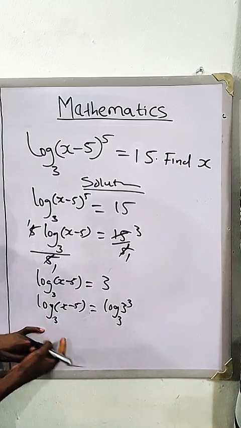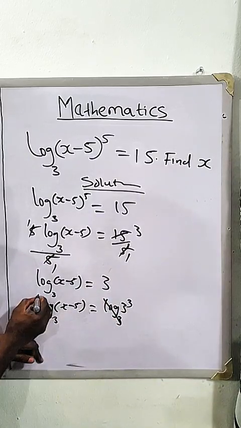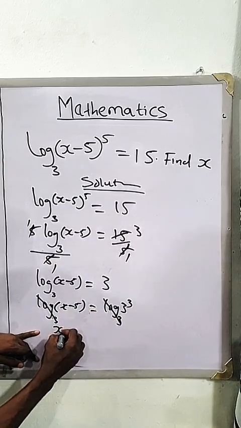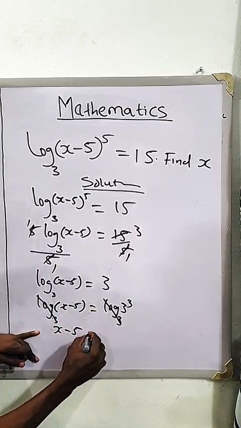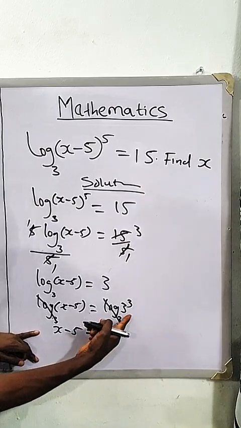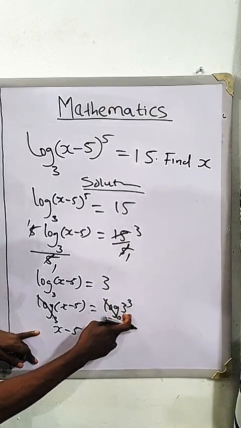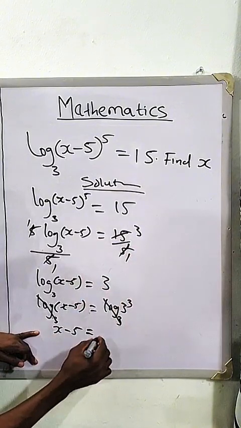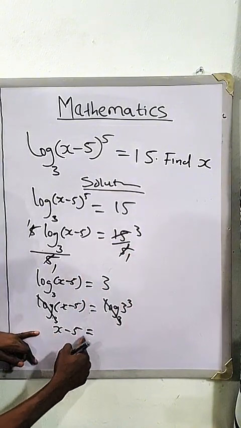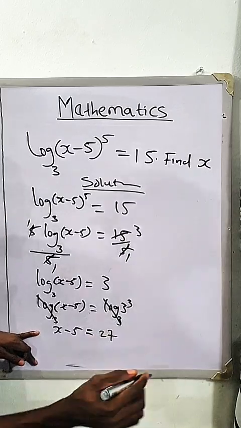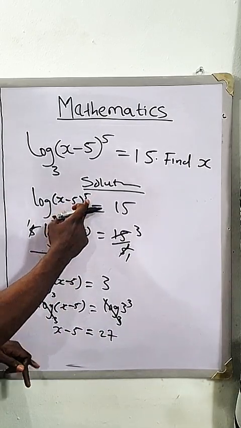Now we are having common logs. So this log can cancel itself. They are common. Cancel them out. So we are having that x minus 5 is equal to 3 times 3 times 3. Multiply 3 by itself thrice. x minus 5 is equal to 3 times 3, 9, times 3 equals 27.